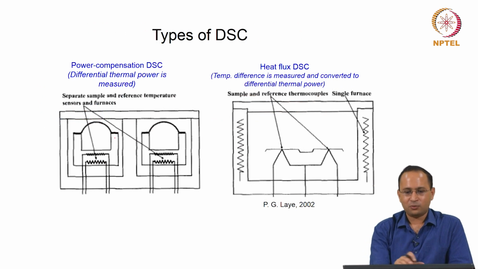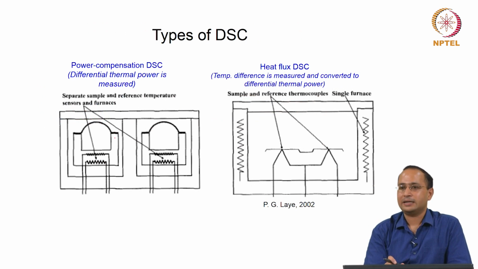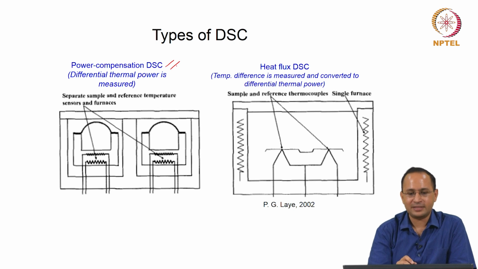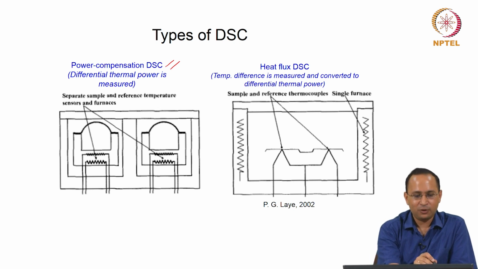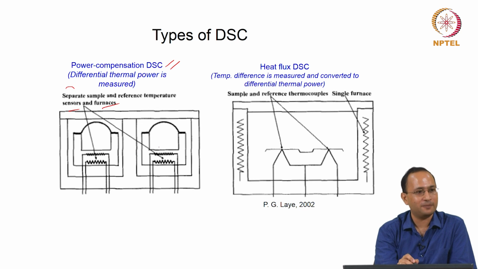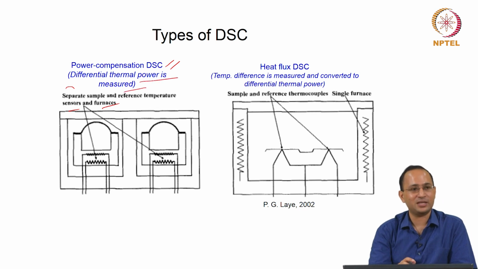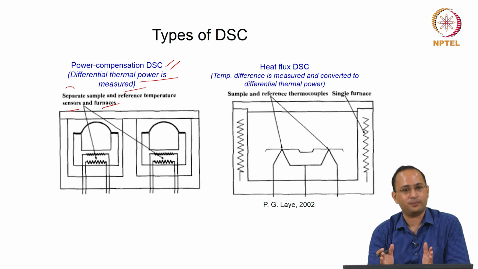So, let us look at what are the common types of differential scanning calorimeters. One is power compensation DSC. The idea is you have separate sample and reference temperature sensors and furnaces. They are separate, and what we are measuring is differential thermal power. In this case we are measuring differential thermal power.